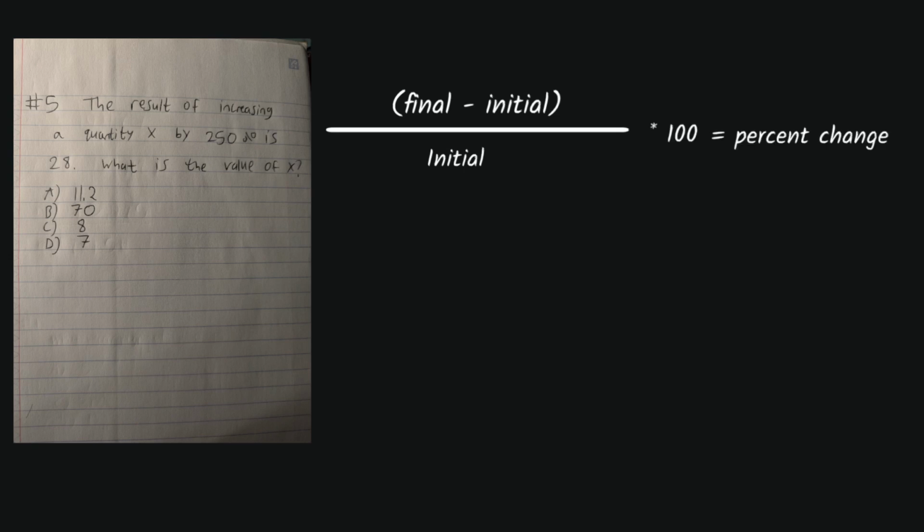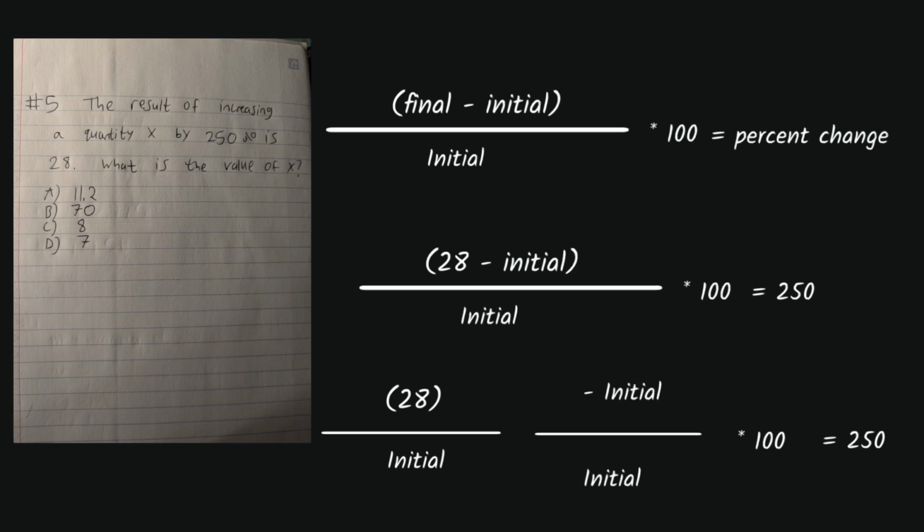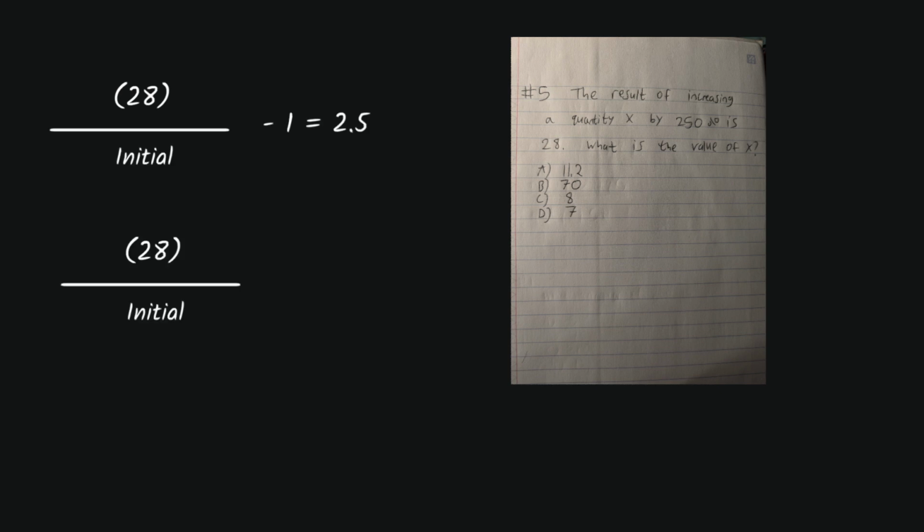So here's the percent change formula: 28 minus initial, divided by initial, times 100 equals 250. You can see we're plugging the values in and algebraically splitting the fraction up and solving it. Now you'll see how we reduce this to 28 over initial minus 1 equals 2.5. Algebraically, we get everything to one side, variables on one side, non-variables on the other side. We get that the initial value is 8.